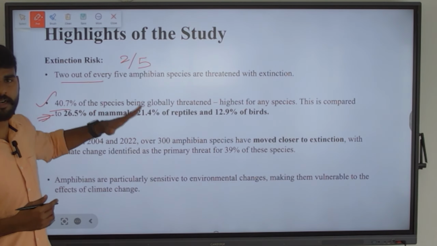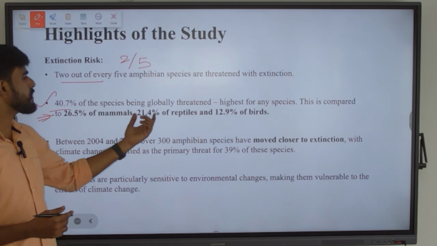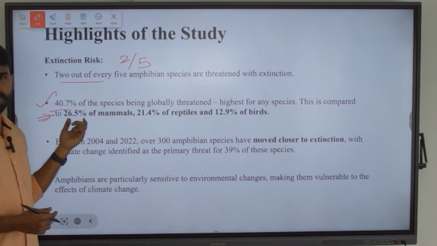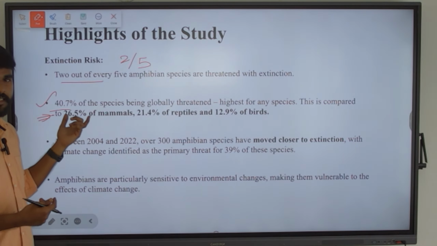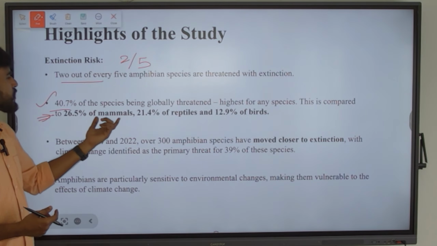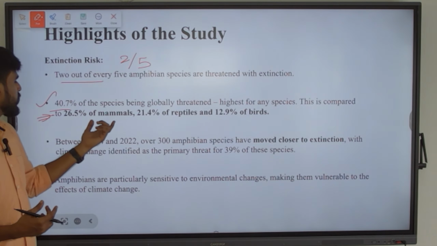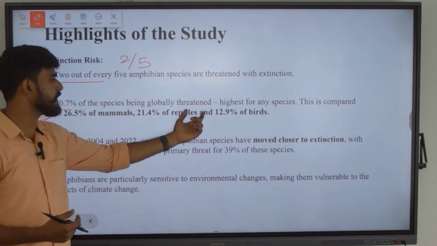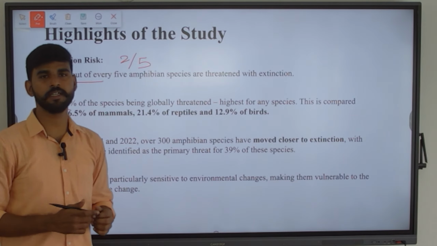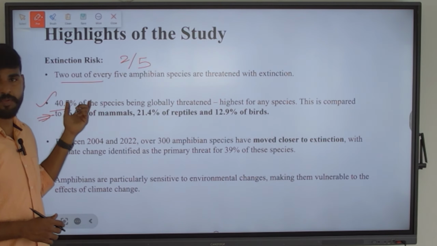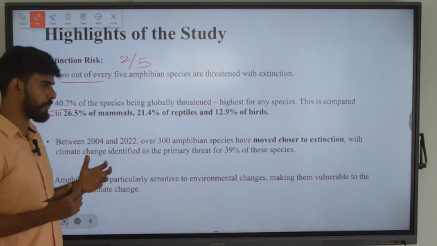So when we make a comparison here with mammals, reptiles and birds, for mammals it is just 26.5%. We can't say just, but comparatively it is lesser, okay? So 26.5% threatened among mammals, and 21.4% of reptiles are threatened, and 12.9% of birds are threatened, whereas 40.7% of amphibian species are threatened, which is alarming, okay?